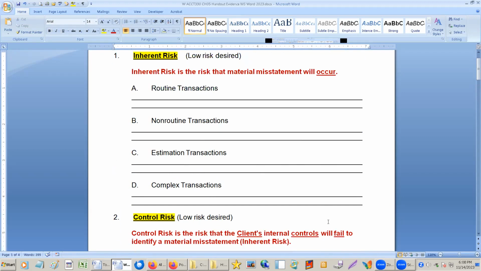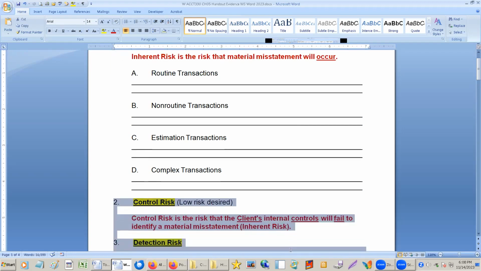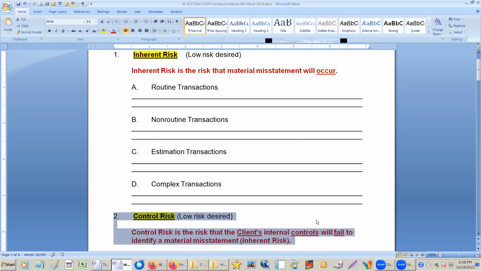So inherent risk and control risk are kind of related in that they're both the client. This is coming from the client. Will the client make a mistake? Inherent risk. And then down here, will the client fail to detect the risk? Fail to identify it, either prevent it or identify it afterwards. So inherent risk and control risk are related in that one's a risk that a material misstatement will occur. The second one is the risk that the controls will not find it.